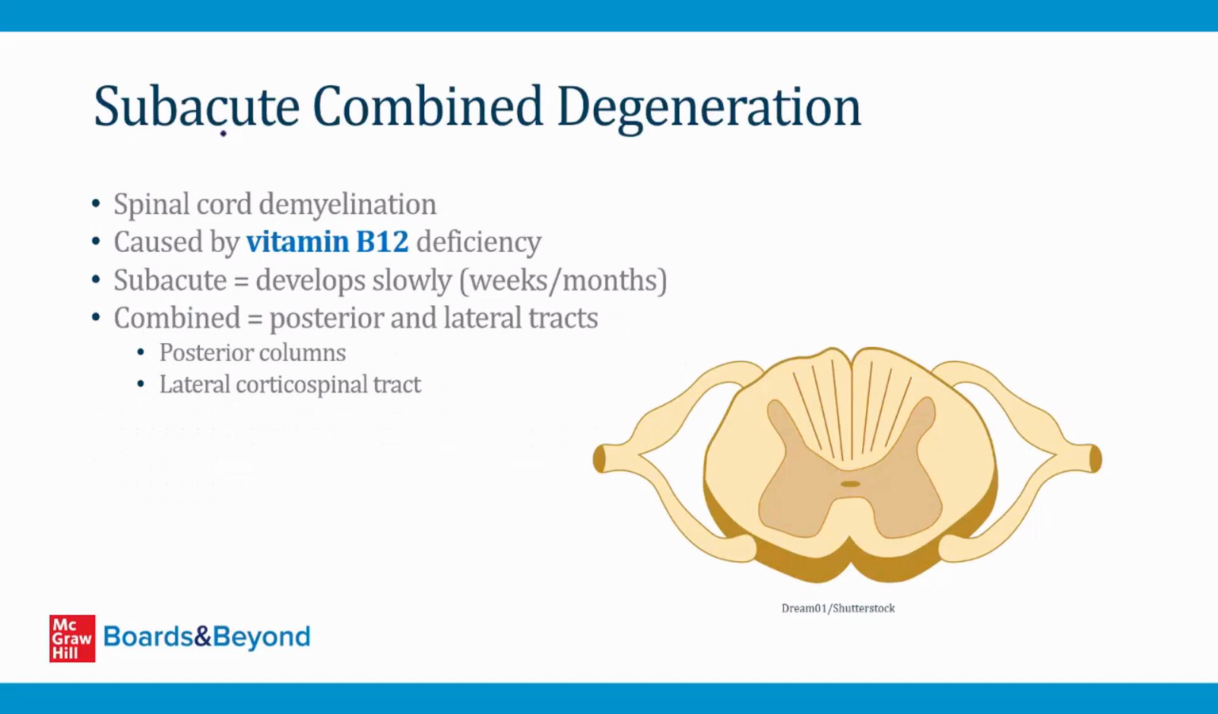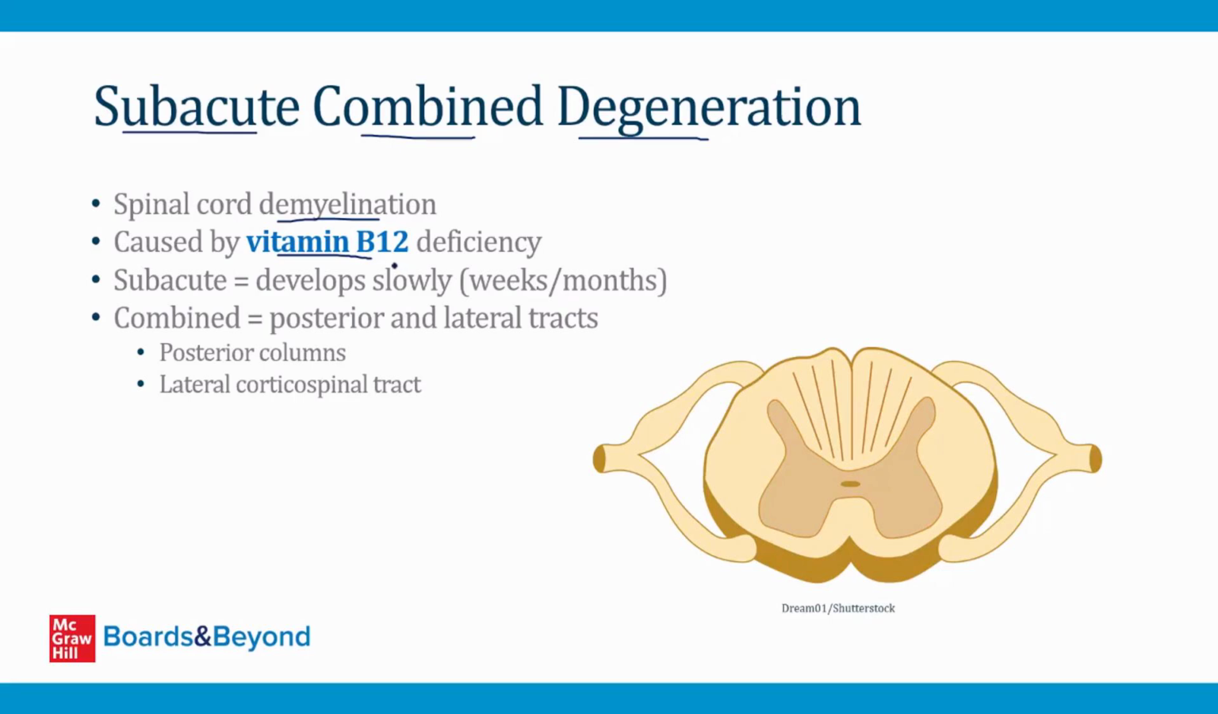Okay, our next spinal cord disorder is subacute combined degeneration. This refers to spinal cord demyelination associated with vitamin B12 deficiency. You need vitamin B12 to myelinate axons, so if you're deficient, you can develop this problem in the spinal cord. You also need vitamin B12 to develop red cells, so if you're deficient, you can become anemic, and I talk about that in videos in the hematology section.